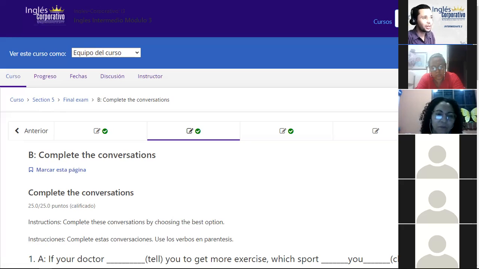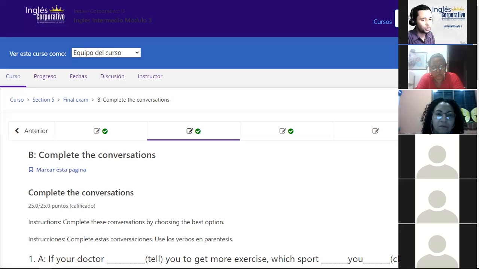Very good. If a doctor told you to get more exercise, which sport would you choose? Thank you, Jessica. If a doctor told you to get more exercise, which sport would you choose?